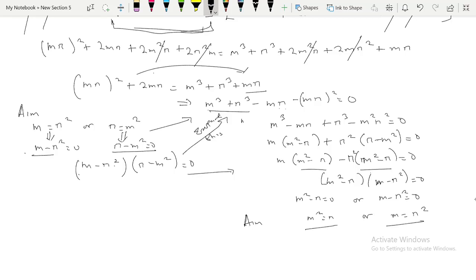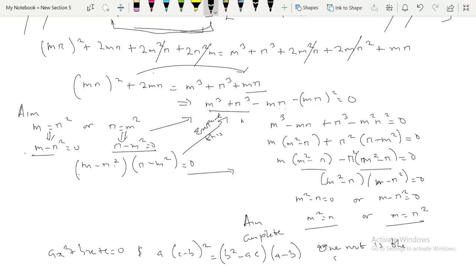So aim completes. So we've shown that if you have this and this, then the roots are squares. Then one root is the square of the other. That's what we have shown now. So we've shown the sufficient part. So if you can do this as well, you get the remaining 4 parts. And so this is the end of the problem.